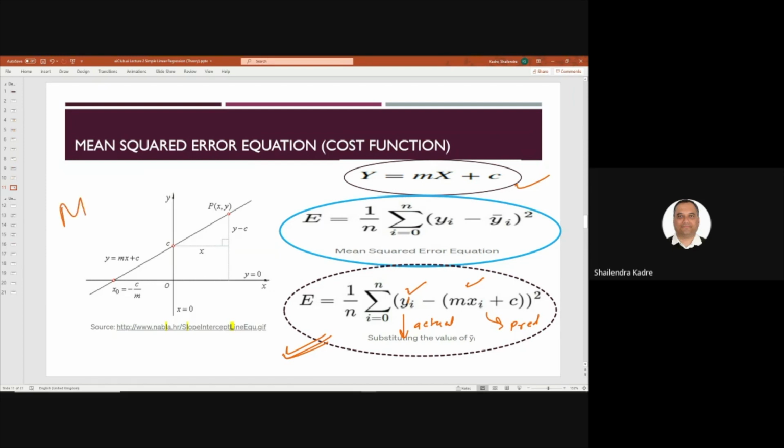Mean squared error's short form is MSE. Remember, nobody will say the full form; it is always called MSE.